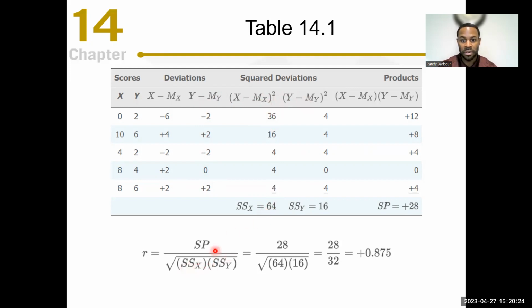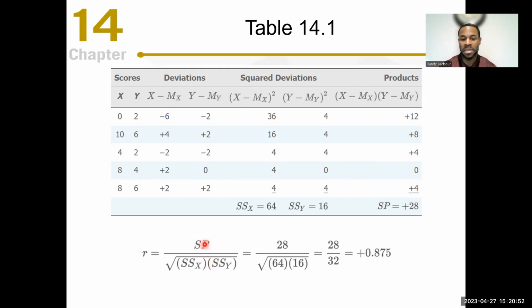So you have 64 here, you got 16 that goes here, and they, again, took those deviations and multiplied them together. So -6 times -2 gives me +12. 4 times 2 gives me 8. -2 times -2 gives me +4. 2 times 0 gives me 0. And 2 times 2 gives me 4, right? So they sum all of those together, and that becomes my SP.